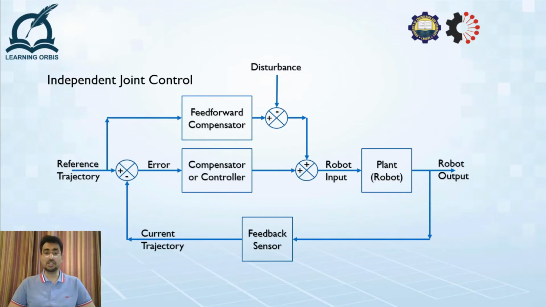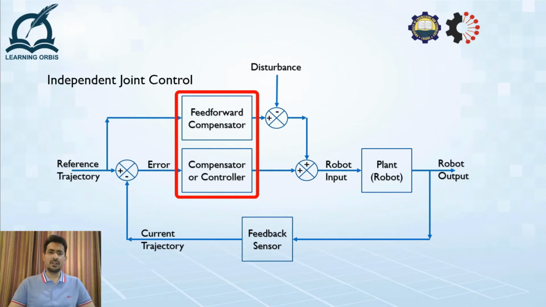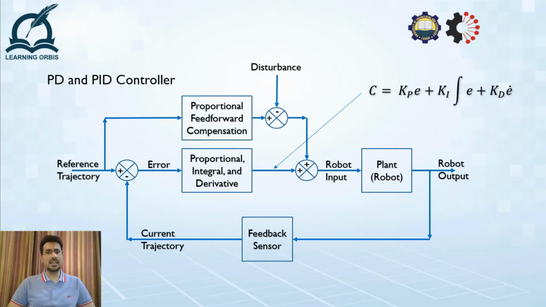But before implementation, we need to define what this feed-forward compensator is and what this controller is, because there are different techniques to define both of these things. As we are going to discuss PID and PD controller in this video, I'm going to keep the feed-forward compensator quite simple. That is a proportional feed-forward compensator. This compensator just multiplies the reference signal with a constant and adds it to the controller output. In fact, it is just amplifying the input signal and nothing else.